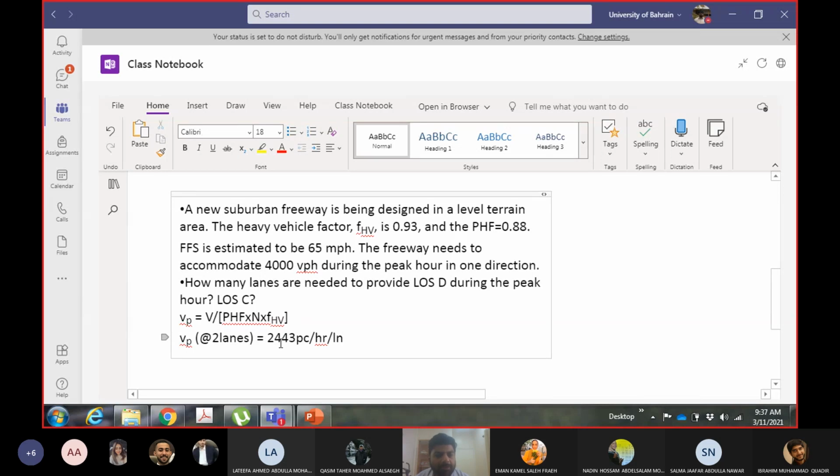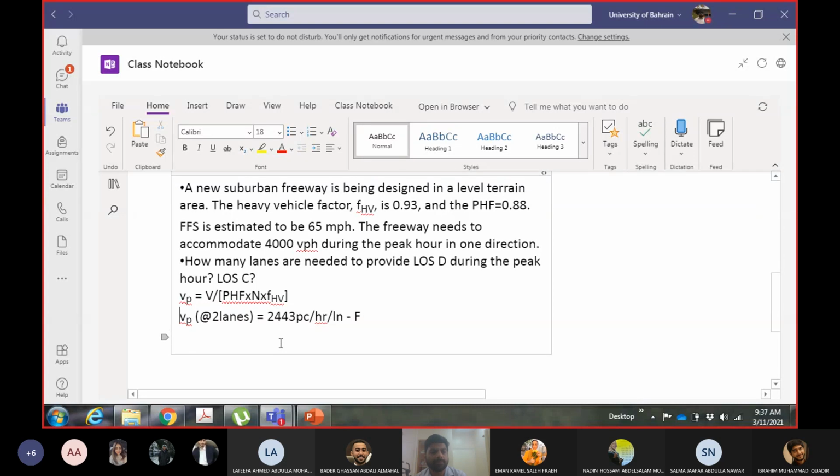So that means the level of service is F. Here I don't need to see what level of service I'm getting. I don't need to see the curve or anything. I already know this is level of service F. So 2 lanes will not solve the problem. I must go for a higher number of lanes.